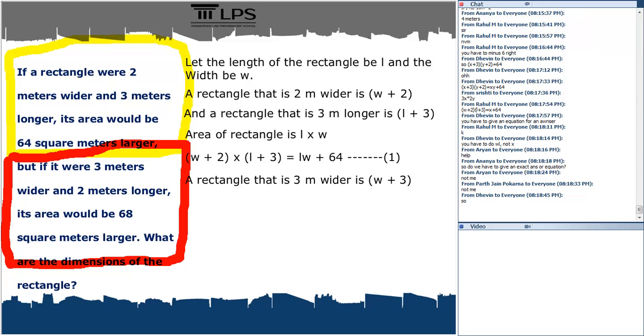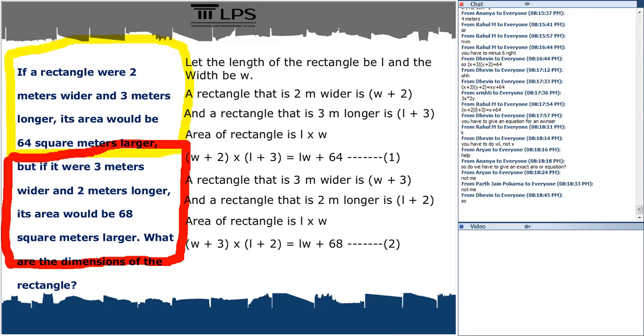So a rectangle that is 3 meters wider is W plus 3, and a rectangle that is 2 meters longer is L plus 2. Area of the rectangle is L into W, and that's your second equation. Okay? But the question doesn't end there. There is more to the question.